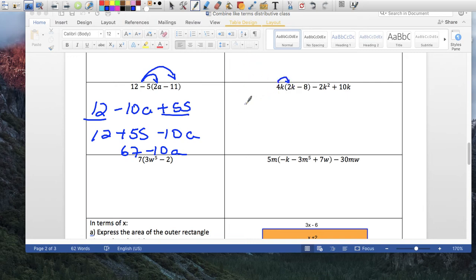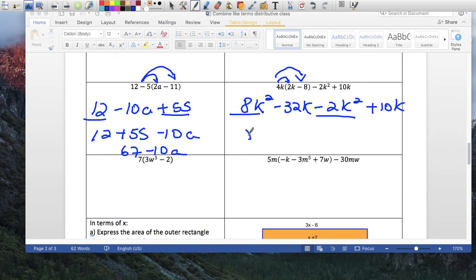These two, 4k times 2k is going to be 8, and then k to the second power. 4k times negative 8 is going to be negative 32k. Then the rest, nothing else to do. Next, minus 2k squared plus 10k. Can I combine anything? Yes, this one and this one. So 8k squared minus 2k squared minus 32k plus 10k.